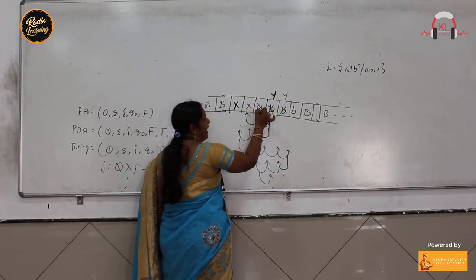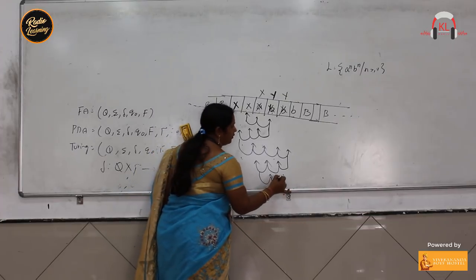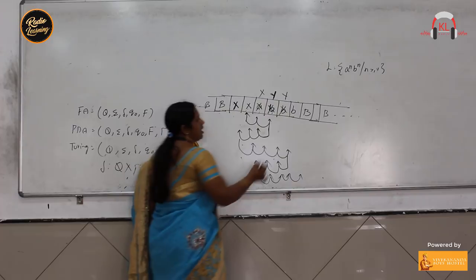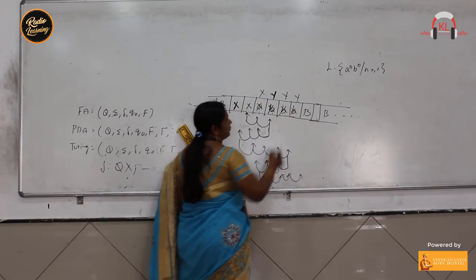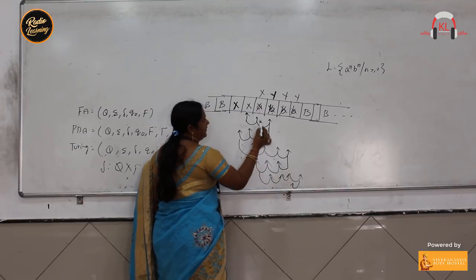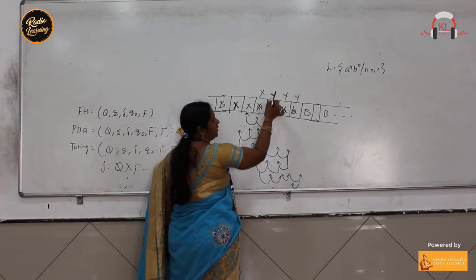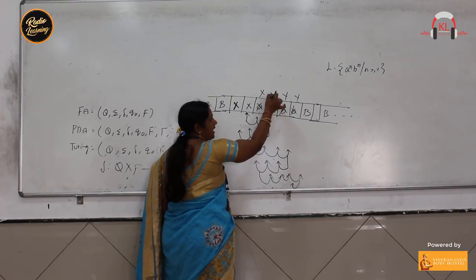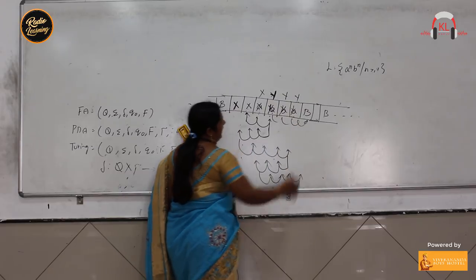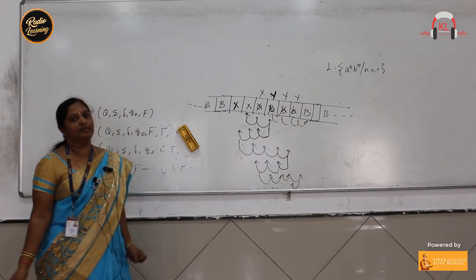Now I saw A, and I remove this and replace it with X and move forward until you find the B on your tape. Now I saw B and make it Y and come back. That means move left, and keep moving left until you find X. So after X, I found Y. Whenever you see Y, keep it as it is and move forward like this until you find a blank. Whenever you find a blank, that means it is an acceptable string.